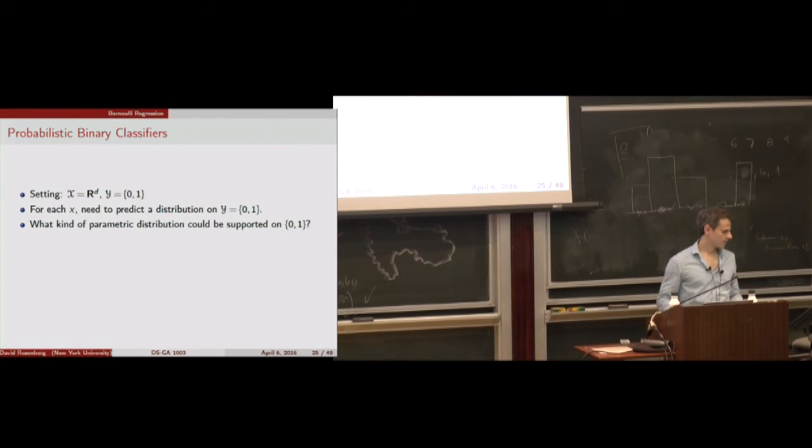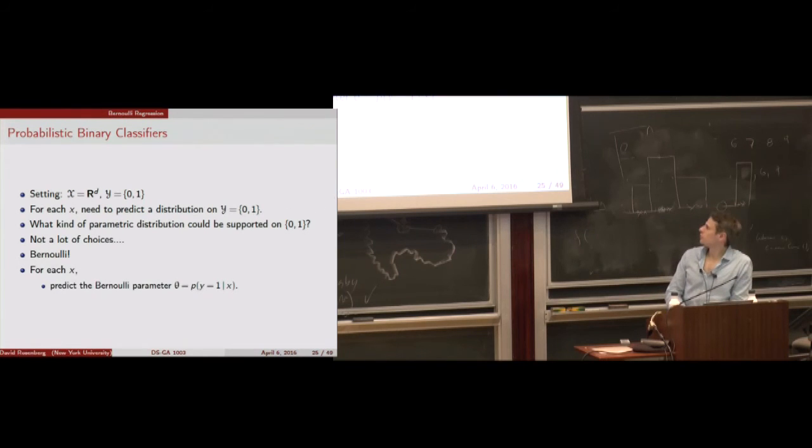0, 1. Input is R^d. We're going to need a way to parameterize the distribution on 0, 1. Bernoulli is a very standard one. So we'll let theta just be a number. Theta will be our probability that y is equal to 1. All right? So theta is the probability of the 1, and 1 minus theta will be the 0.